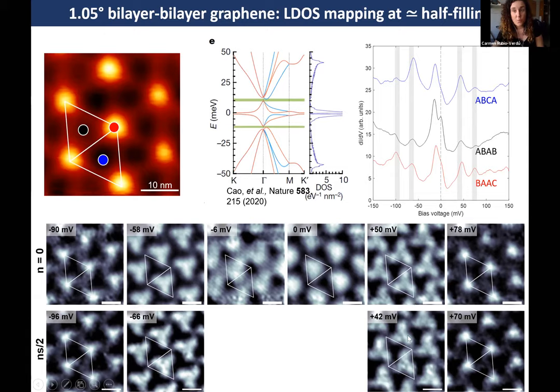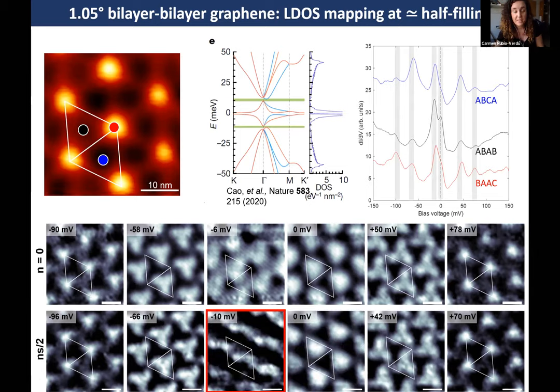Now, when we look at the flat bands at the Fermi level, what we find is that the local density of states distribution changes completely. So you can see that we have this stripe-like structure. And if you look at each of the other maps, in all of them, the symmetry of the system, which is C3, remains present, right?